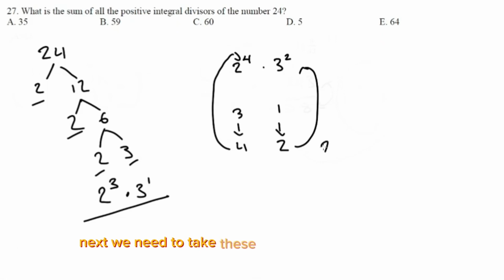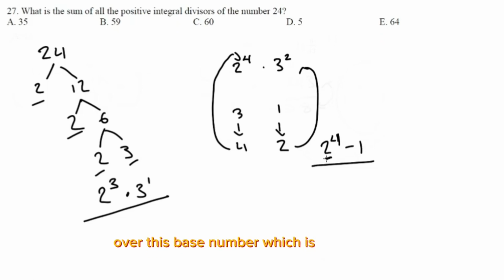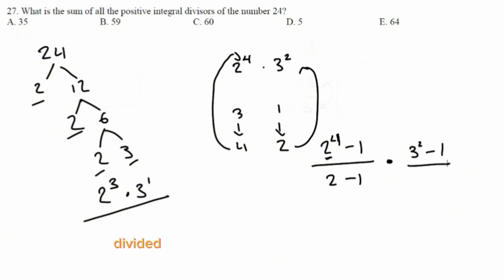Next, we need to take these and do 2 power 4 minus 1 over this base number, which is 2 minus 1. And this is multiplied times 3 power 2 minus 1 divided by this base number, which is 3 minus 1. And when you solve this, you'll get the sum of all the positive integral divisors.